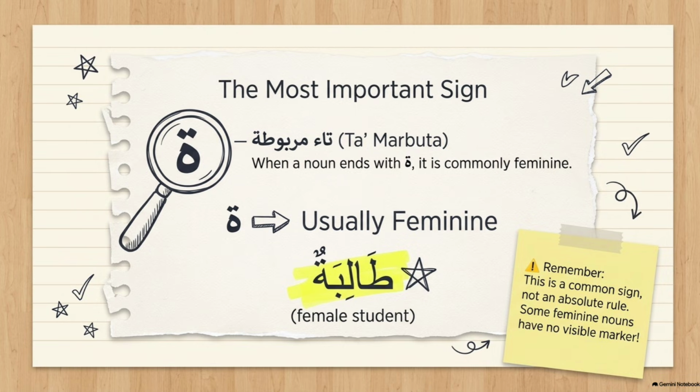Now, just a quick heads up, this is a very common sign, not a 100% absolute rule for every single word. Some feminine words, like bint, don't have it. But honestly, as you're starting out, the ta marbuta is your most trusted friend for quickly identifying feminine nouns.